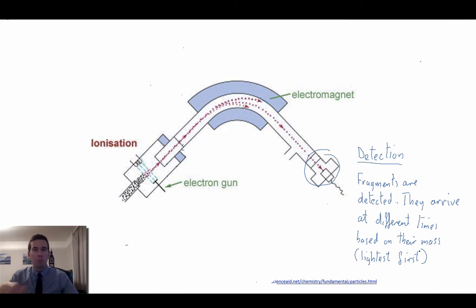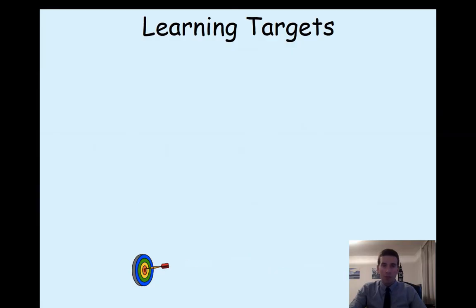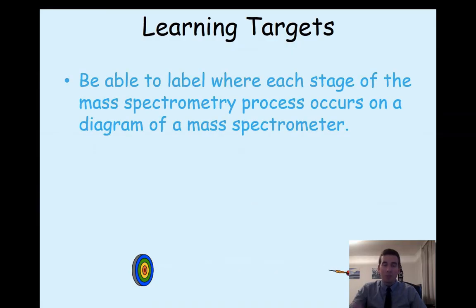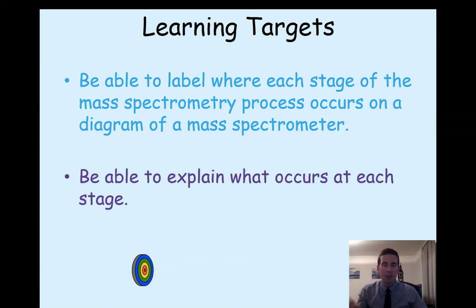So strange words like bombarded, deflection, detection, any of these which you wouldn't necessarily think are chemistry words, you still need to learn them. Now we've gone through it, hopefully you should be able to label basic diagrams of mass spectrometers and be able to give the key terms for what is happening in each part. And you should be able to explain what is occurring using as many key terms as possible.